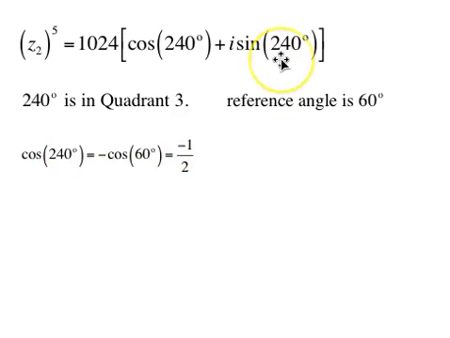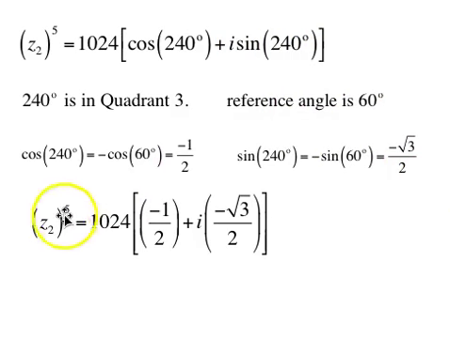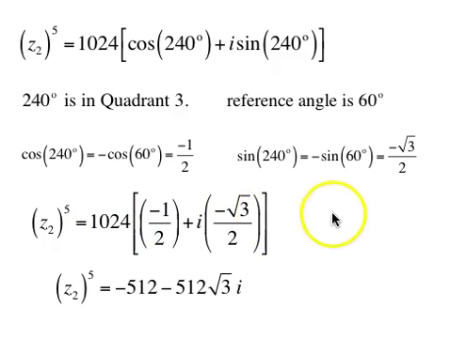How about the sine of 240? In quadrant 3, sine is also negative. So negative sine of the reference angle of 60, and the sine of 60 is root 3 over 2. So the sine of 240 is negative root 3 over 2. So we will replace cos 240 with negative 1/2. We'll replace sine 240 with negative root 3 over 2. Then distributing this, we get z2 to the fifth power is 1024 times negative 1/2. That's what, negative 512. Plus 1024 times i times negative root 3 over 2. That's negative 512 root 3 i. And that completes the lesson, and that completes the review.